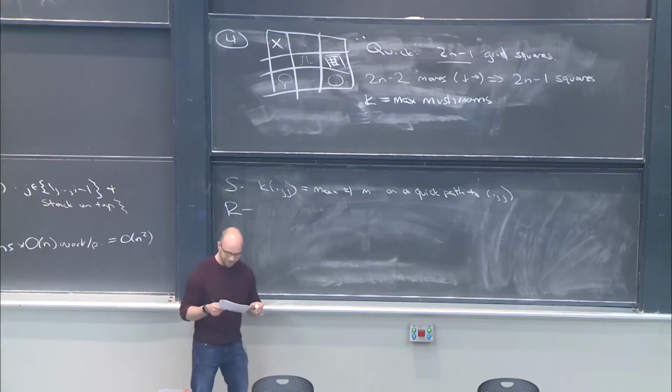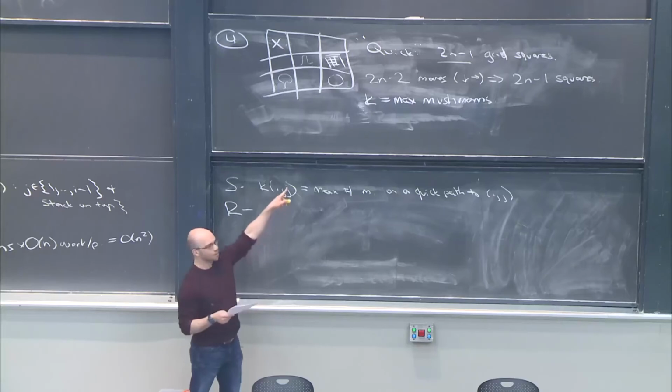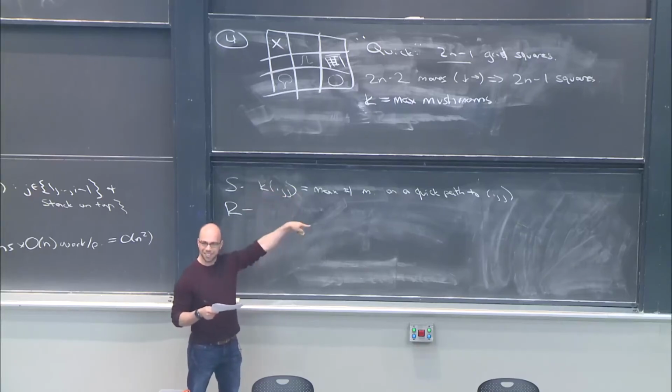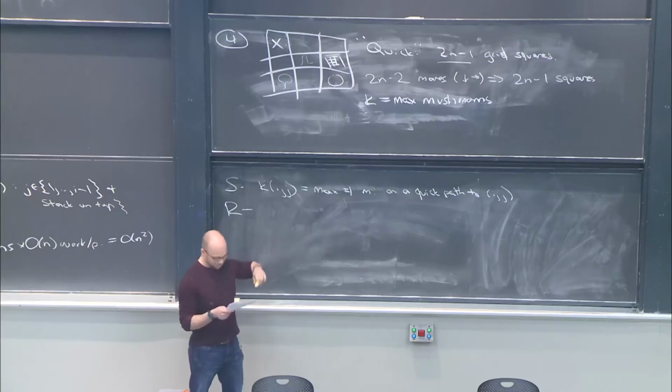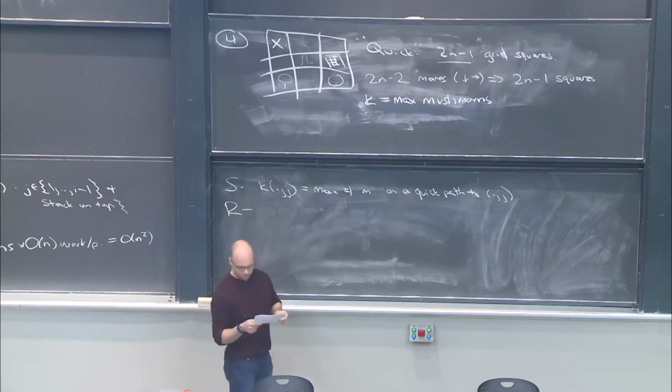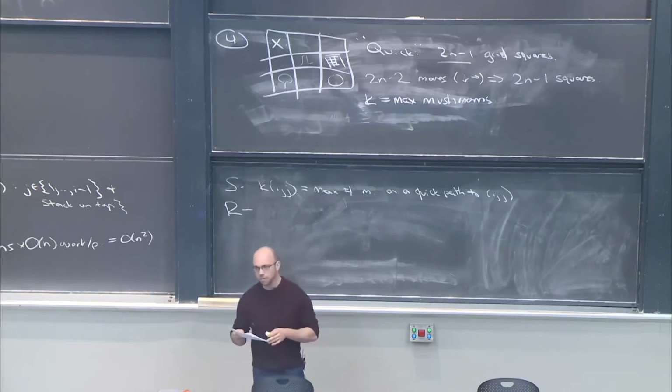Well, she has to get to position ij. And from our argument up there, she has to get there by either coming from up or to the left, right? The way we've chosen to write down this problem. So what are our different cases?